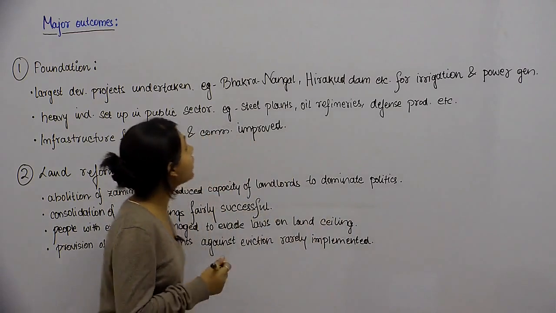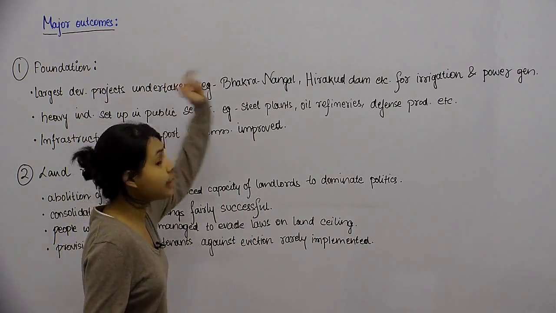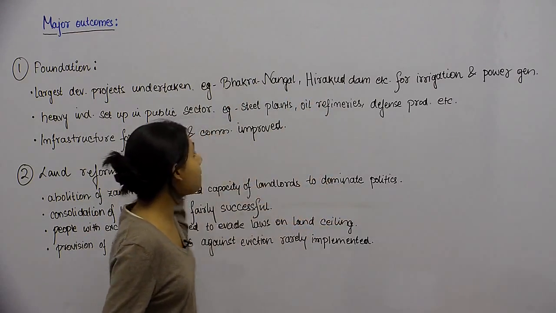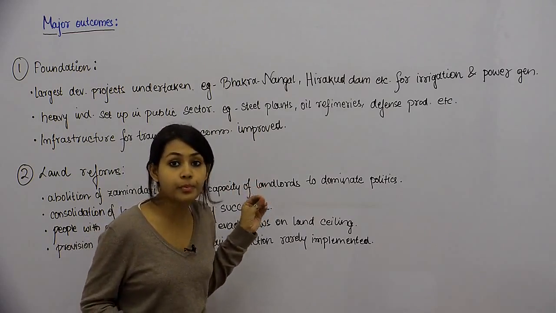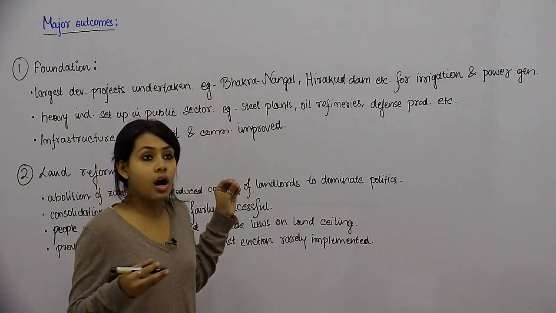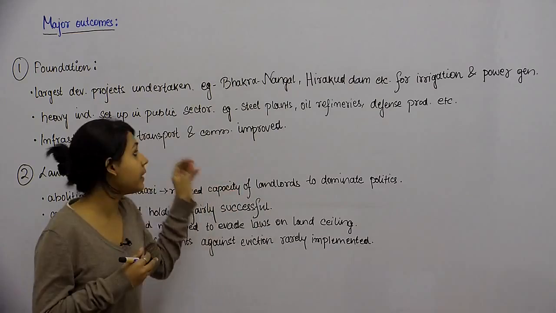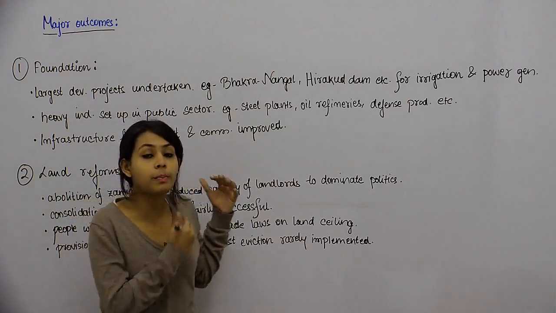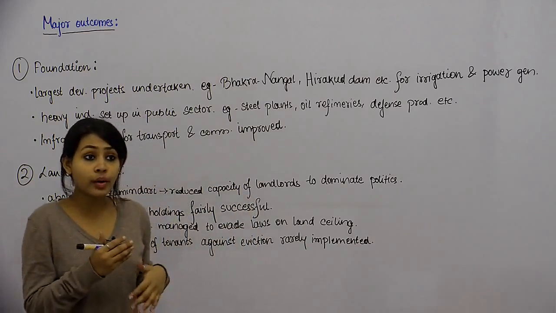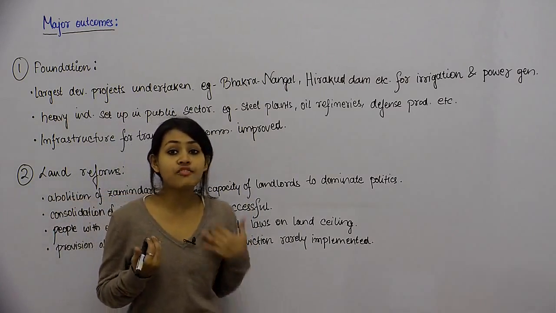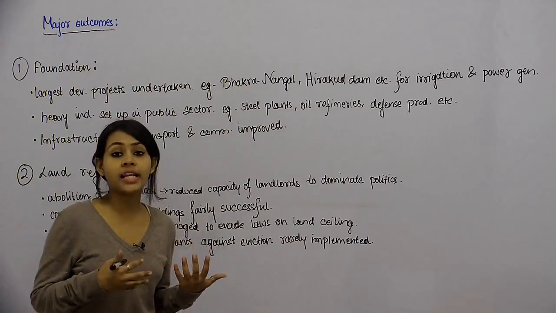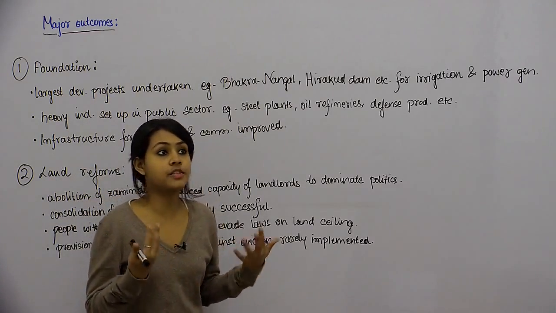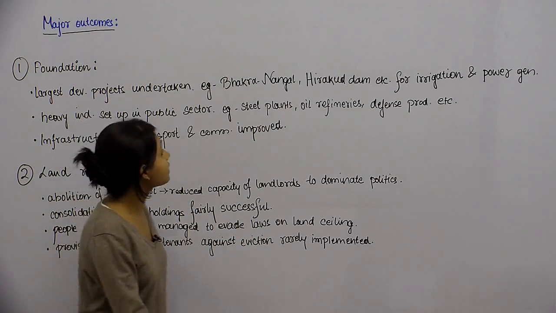So for example, we have the Bhakra Nangal Dam, the Hirakud Dam. These mega development projects were implemented at that time. These were undertaken back then when the planning initiatives had just started, and when we were actually just figuring out if the planning would actually work or not during the first few years of the 5-year plans.